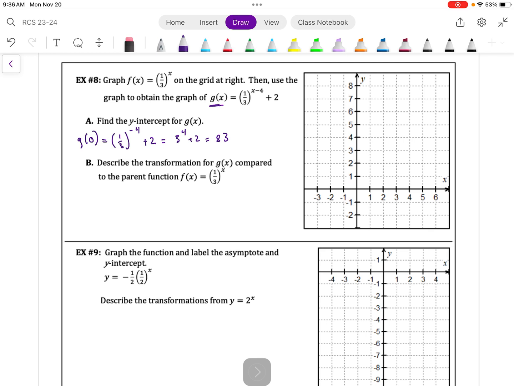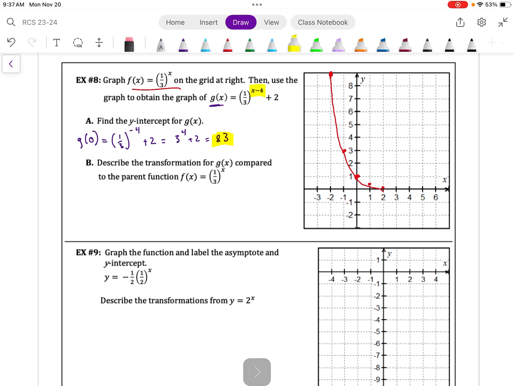Describe the transformation for g of x compared to the parent function f of x, (1/3) to the x. So let's just graph this (1/3) to the x first. I know at 0 it's going to cross through 1. At 1 it would be 1/3. At 2 it would be 1/9. At negative 1 it would be 3. At negative 2 it would be all the way up here at 9. So here is my regular function. Now, what I can do to graph this, because this 83 is a bit of an issue, is I can just use my transformation.